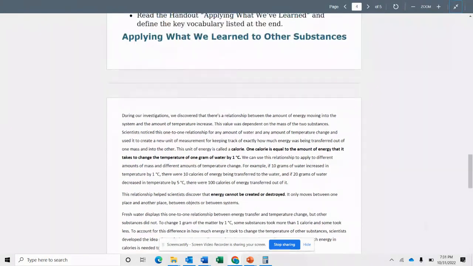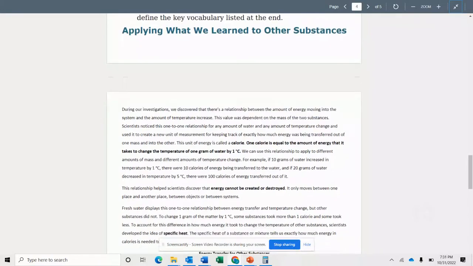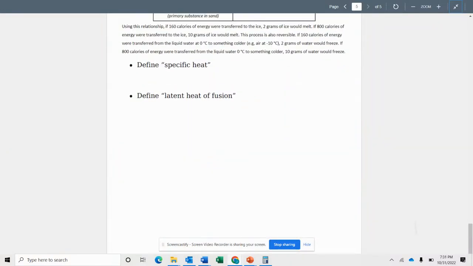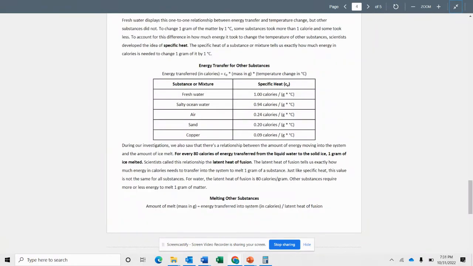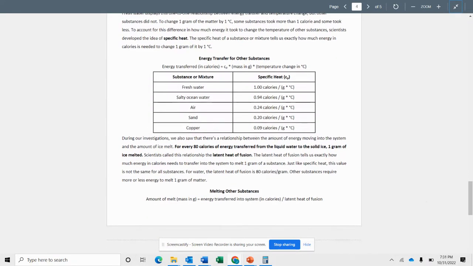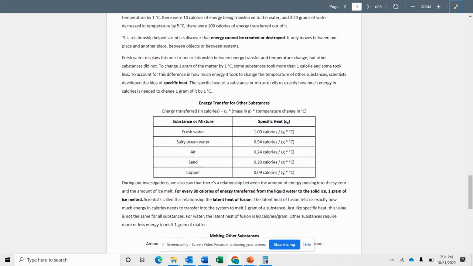So what I really want to focus on here, because really the lab was the activity, but the last part of what we did was define these two terms, specific heat and latent heat of fusion. So specific heat is how much energy it takes to move 1 gram of something up 1 degree Celsius. So in the lab, we figured out for water, it was 1 calorie. It takes 1 calorie worth of energy to move 1 gram of water up or down 1 degree Celsius.